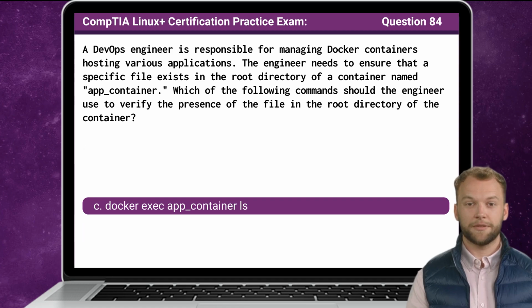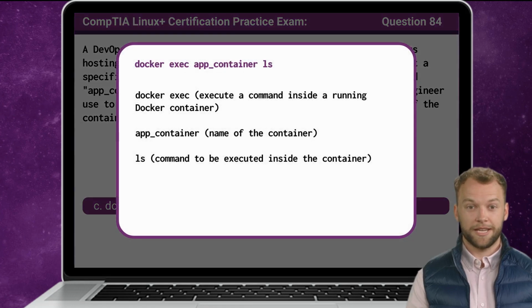The answer is C. Now that we know the answer, let's break it down. The command docker exec is used to execute a command inside a running Docker container. Here, app_container is the name of the container where the command will be executed. The command ls is a standard Linux command that lists the contents of a directory. Therefore, docker exec app_container ls executes the ls command inside the container named app_container, displaying the contents of its root directory.